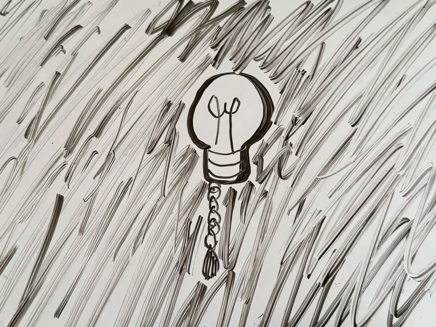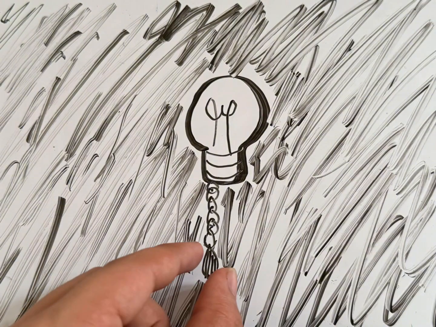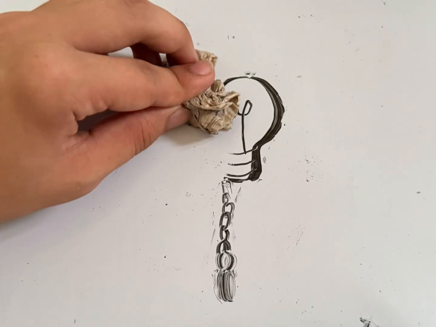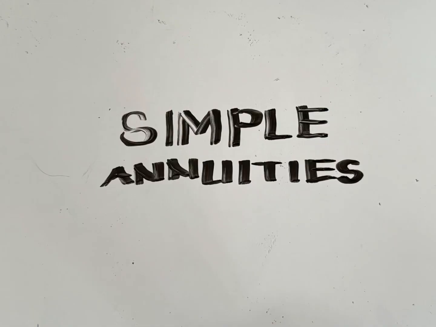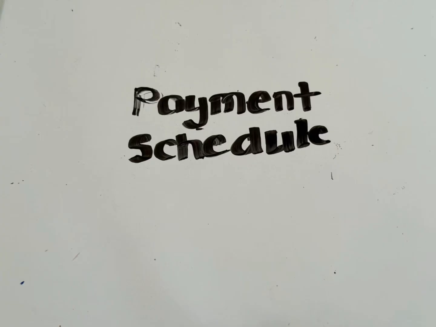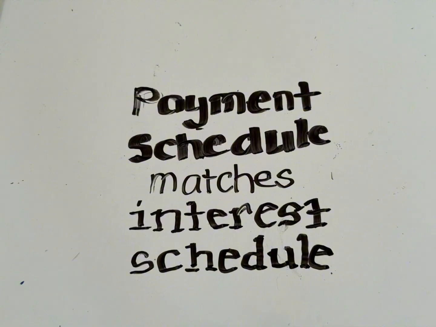Well, now that you know what an annuity is, let's dive into the two types of annuities. First off, the simple annuities. These are annuities wherein the payment schedule matches the interest schedule.